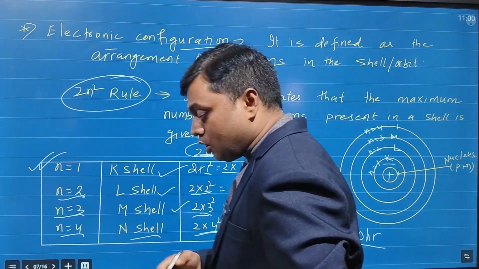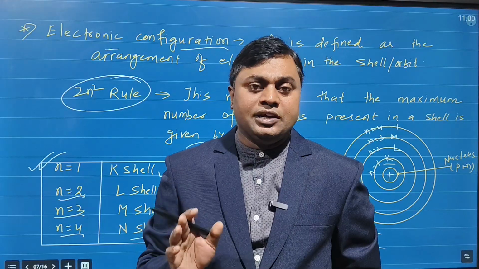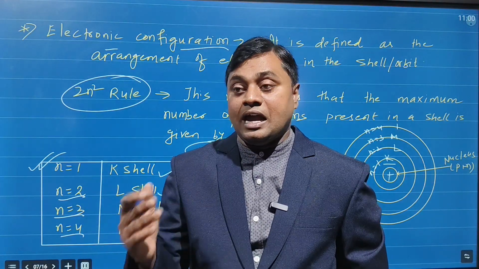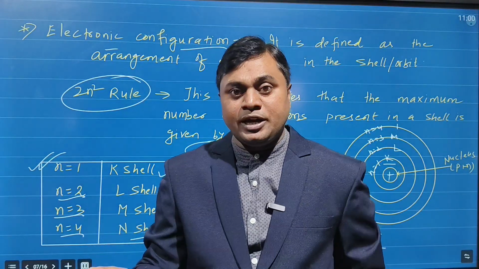We should also remember, while doing the electronic configuration, if the valence electron is 8, we will give it. More than 8 we cannot give, like 9 or 10 we cannot give. Either 8 or 18.